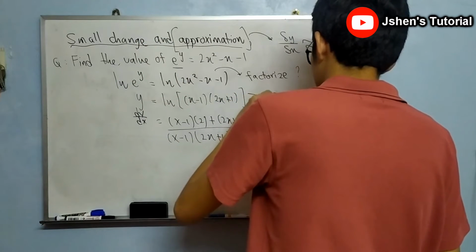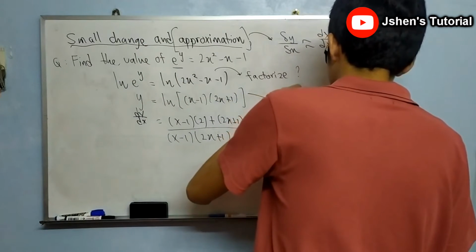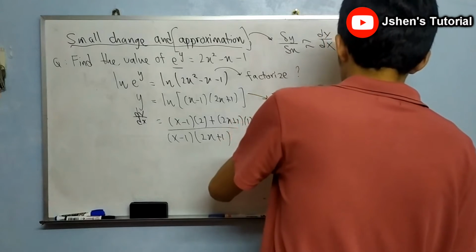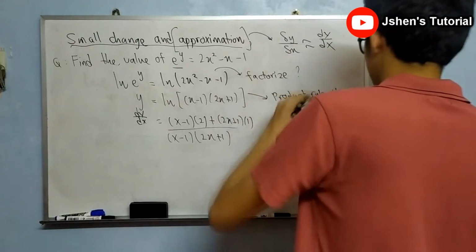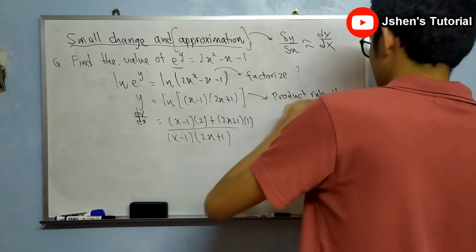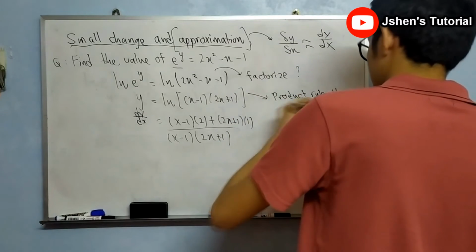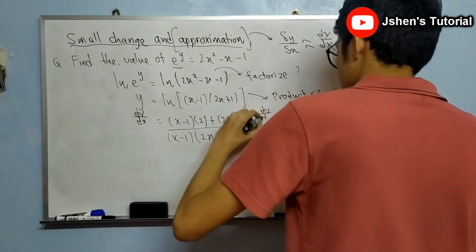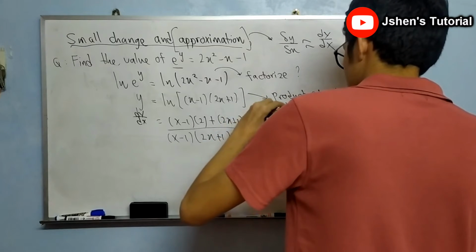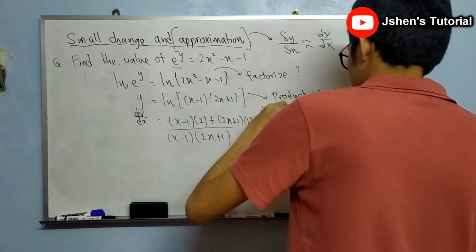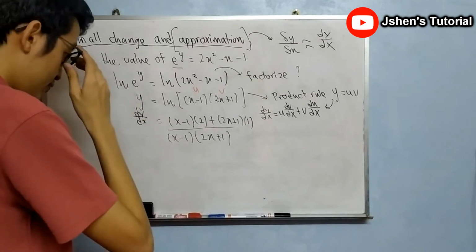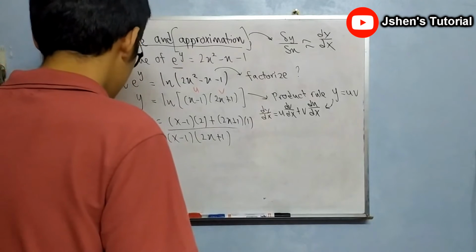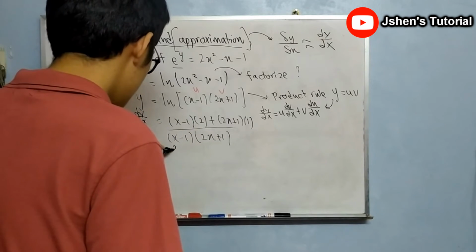So for this, we are going to differentiate by using the product rule, UV. What is UV? U dv by dx plus v du by dx will be equal to dy by dx. So now we are going to simplify it.